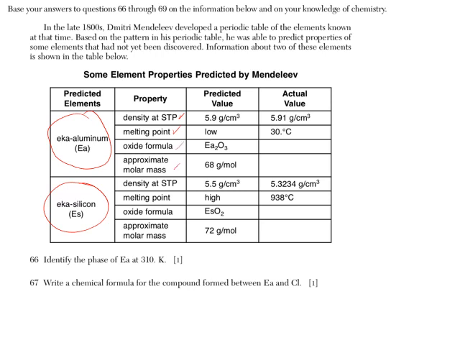Molar mass is going to help us. Let's look at this melting point row. It says the predicted value was a low melting point, and the actual value was a melting point of 30 degrees Celsius. It wants to identify the phase at 310 K.